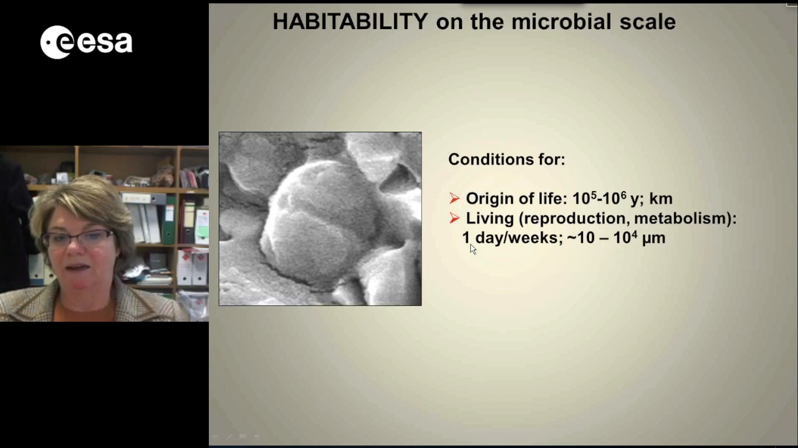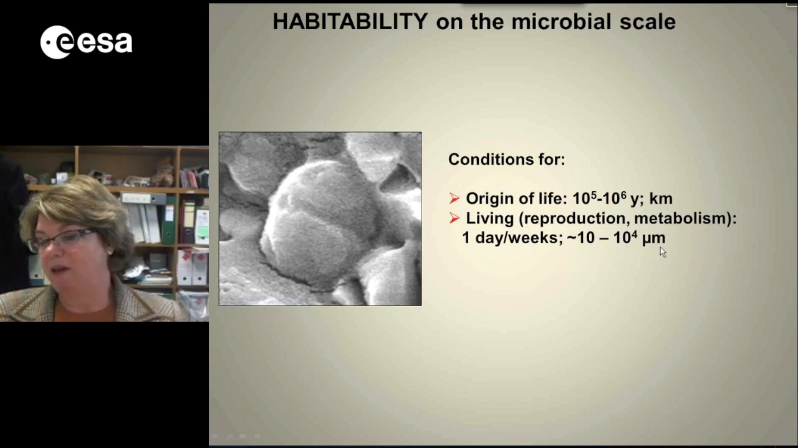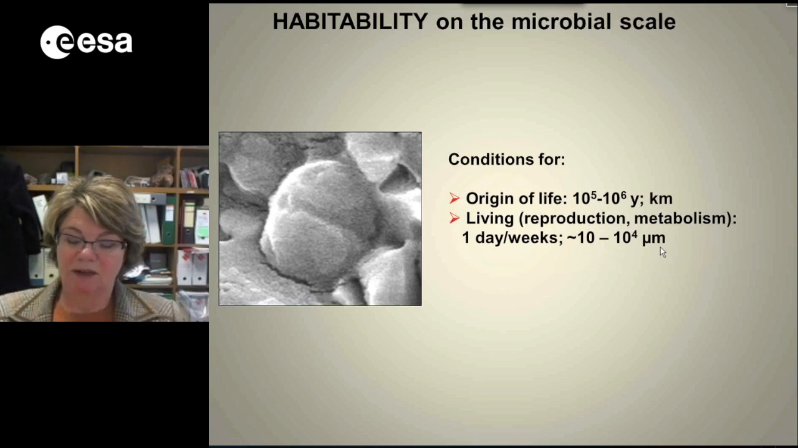They can opportunistically colonize a habitat that's habitable for just a short period of time, a day. They can live for weeks in certain circumstances. And the scale orders are completely different, orders of magnitude smaller, from 10 to maybe 1,000 microns. So, much smaller spatial and temporal scales.